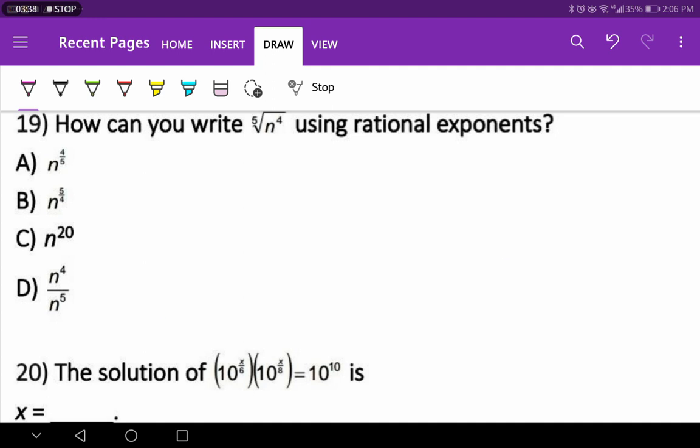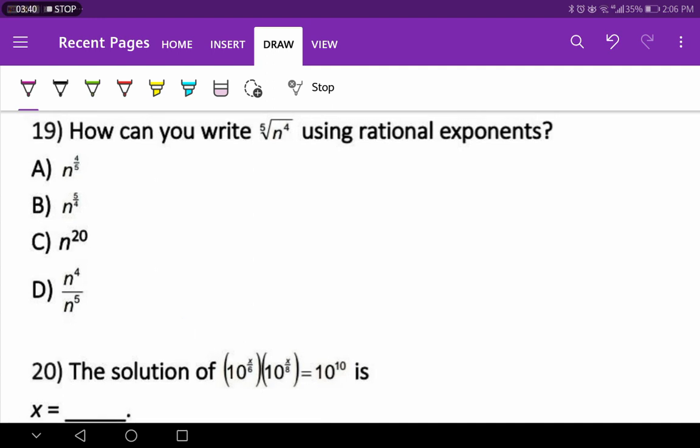How can we write the nth root of 5 to the power of 4 using rational exponents? What is the rule here? Who can tell me the rule? The rule: we take 5 and put it in the numerator, and 4 will be the denominator, so 5 over 4? Who agrees? Who disagrees? It's 4 over 5.